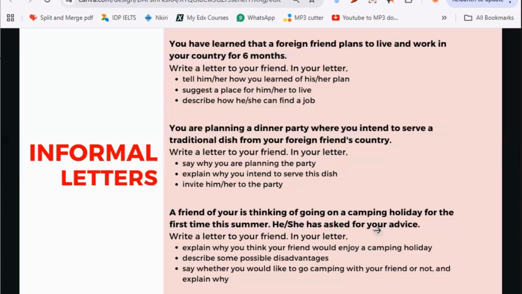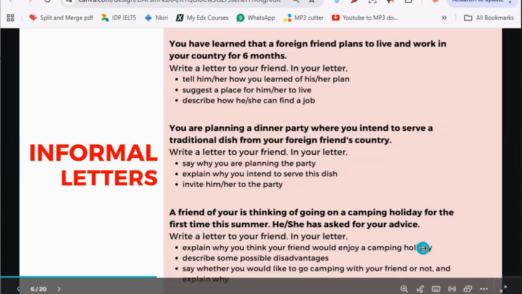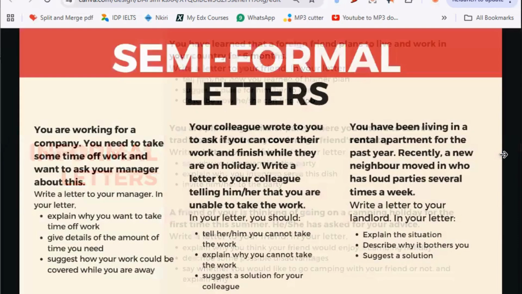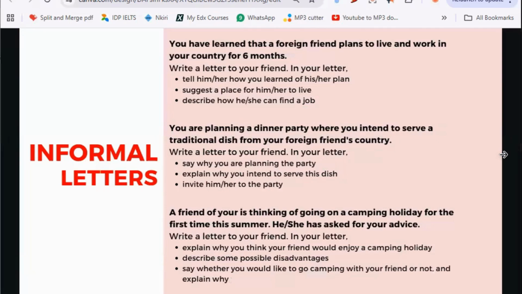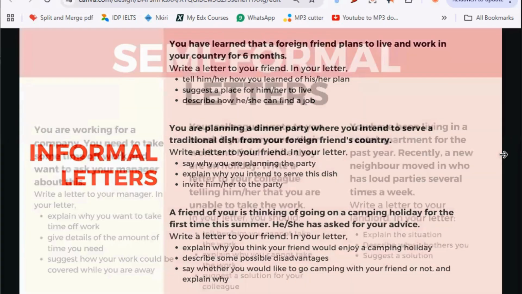So look at the points. Explain why you think your friend will enjoy a camping holiday. Describe some possible disadvantages, and say whether you would like to go camping with your friend or not, and explain why. So in writing your advice, you are explaining why, you are describing the disadvantages, and then telling why you would or would not like to go, and giving reasons. So these are examples of informal letters. These ones I just finished now. Then here we have semi-formal letters.